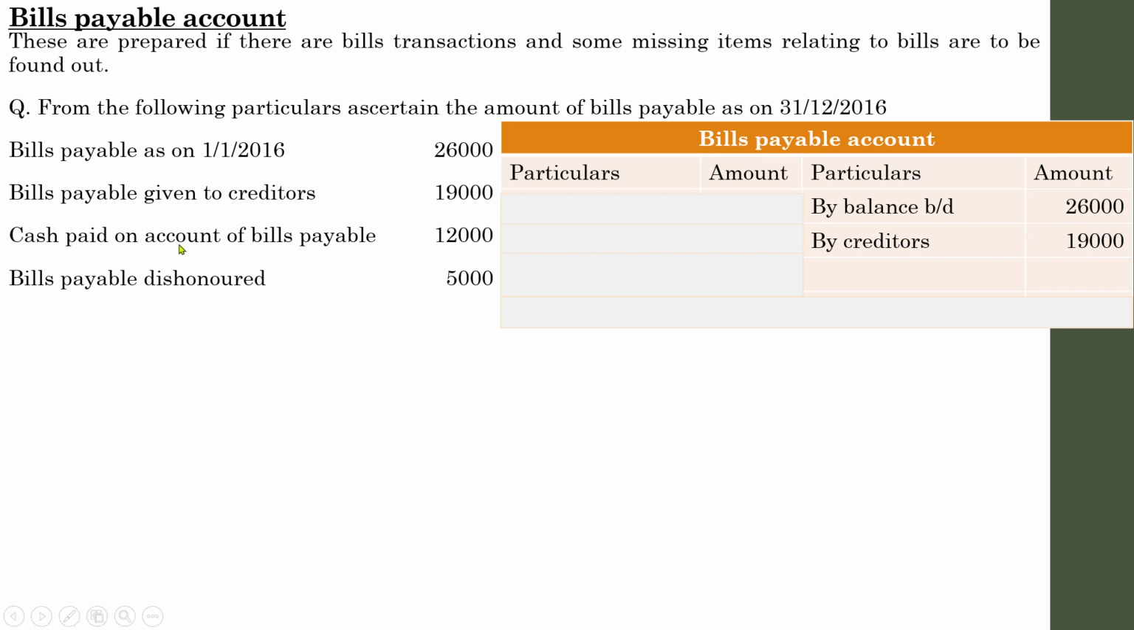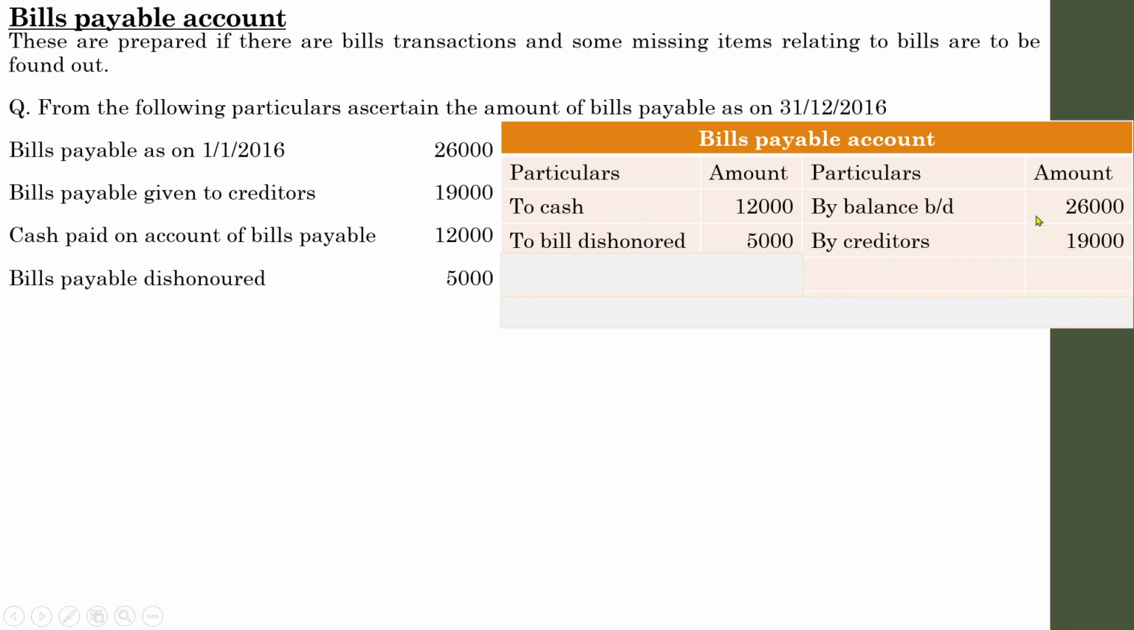Next one, cash paid on account of bills payable. You have paid a liability with regard to bills payable. So whenever you pay, your bills payable amount is reduced. So cash account credit, bills payable account debit, to cash 12,000. And next one, bills payable dishonored. So it is also an item on the debit side, and we have recorded all the items.